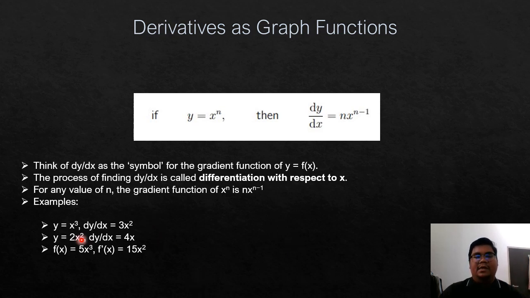So for example, here we have y equals x cubed. This is a cubic function graph. When we differentiate it, the 3 goes to the front and multiplies x, and then 3 minus 1 is 2.